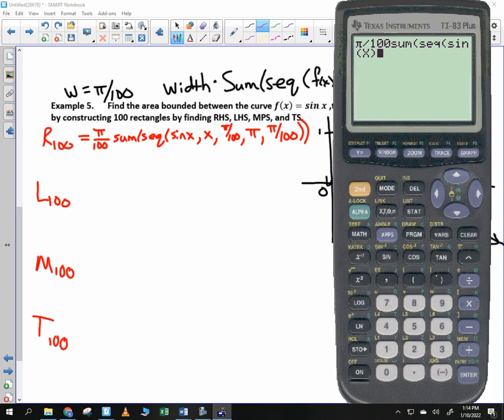I need a comma. Anybody know where the comma is? Yep, right by the parenthesis above the 7. What do I type in now? X. Type in X right there. Comma. There is a comma. It's right here up above the 7 or next to the parenthesis. Then I type in pi over 100. Then I type in pi, and then I type in pi over 100. I double close my parenthesis, and I press enter.